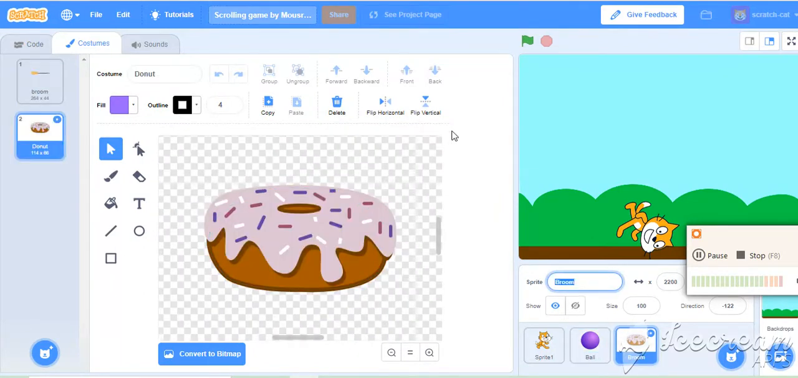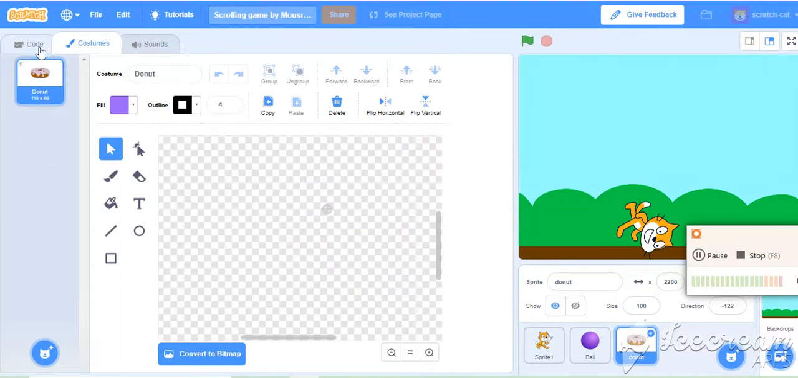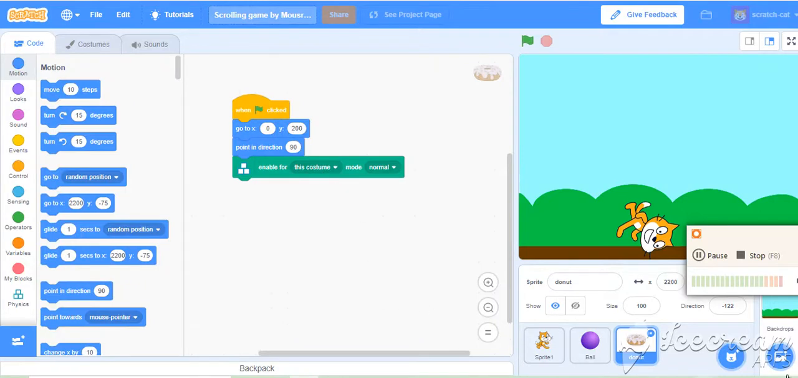This is called broom, or you can say donut. This is the code of the donut. So guys, this is a very easy game.